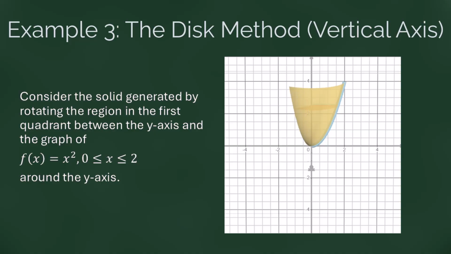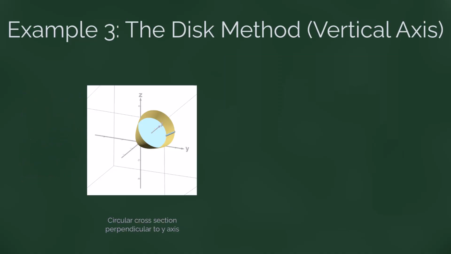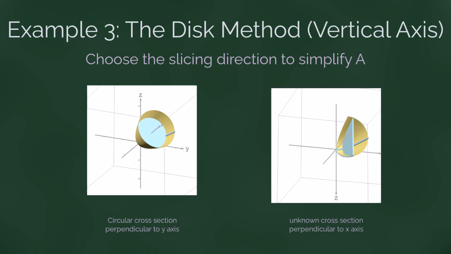Now let's take a look at an example where our rotation axis is vertical. This time we're going to rotate the parabola y equals x squared between 0 and 2 around the y-axis. We'll proceed as before, determining which way we want to slice in order to find a cross-section that has the simplest area. We see here if we slice perpendicular to the y-axis, we get a circle-shaped disc. However, if we slice perpendicular to the x-axis, we get a cross-section whose area is not easy for us to figure out.